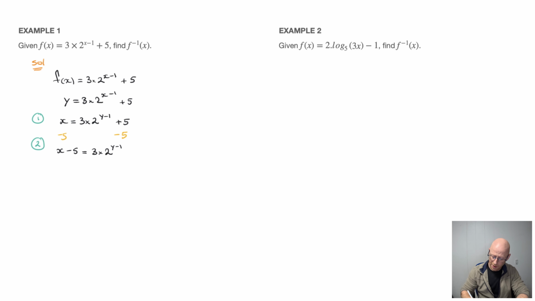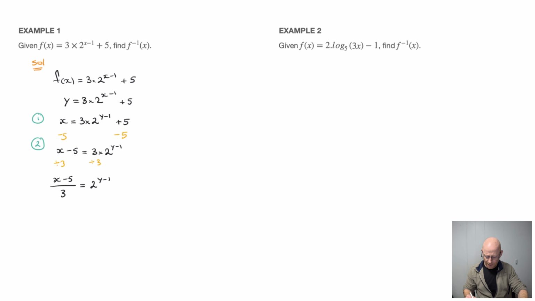The next thing I'll do is get rid of this 3 that's multiplying our power of 2 here, and to do that I'll divide both sides of this equation by 3. And so we have x minus 5 over 3 on the left-hand side, which equals 2 raised to the power of y minus 1 on the right-hand side. Okay, now at this stage we've isolated our exponential term, the 2 raised to the power of y minus 1, and remembering that our goal here is to make y the subject in all of this, we need to get this power y minus 1 away from the exponent.